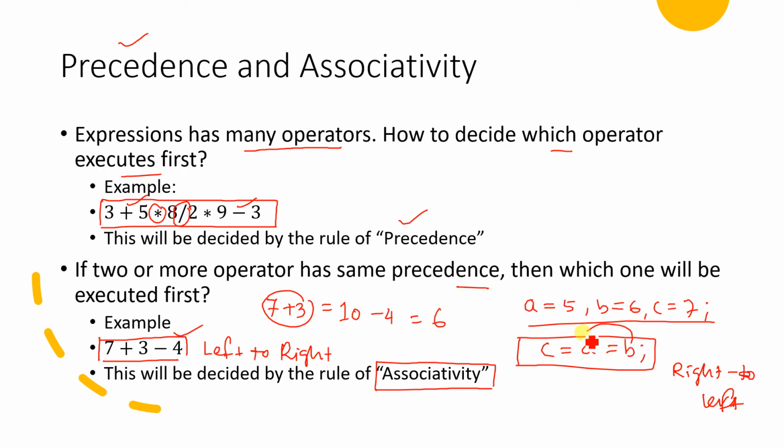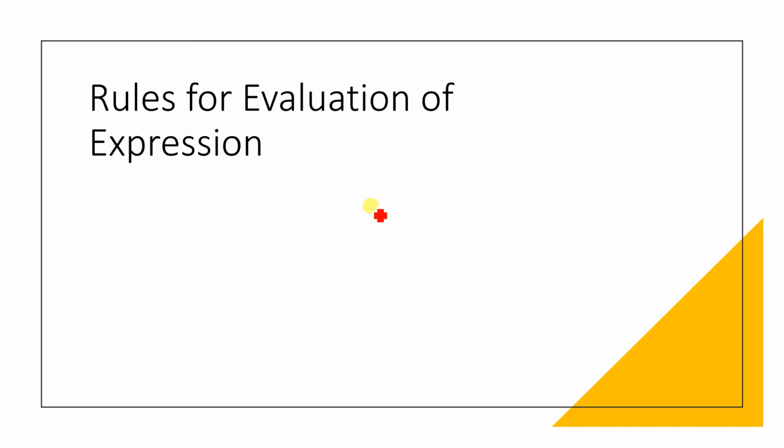That means b value is assigned to a. So what is the value of b? b value is 6, so a is having 6, then this 6 will be assigned to c, then c is now 6. So after executing this line, a, b and c all are 6, 6 and 6. So this is called associativity, meaning you can execute it from left to right or from right to left. After this, let us discuss some of the rules for evaluating an expression.